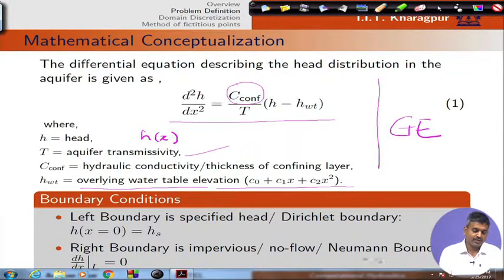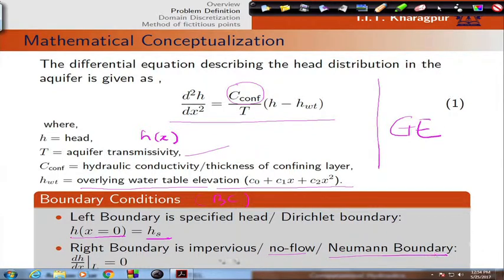Now, we need boundary conditions, or BC. On the left hand side, as I have discussed, we have the Dirichlet boundary condition, at x equal to 0, we have HS or specified boundary. On the right hand side, we have an impervious boundary or no flow boundary or Neumann boundary, which is dH by dx at L. L is the distance between the water body and the impervious unit. On the right hand side, this value is 0.